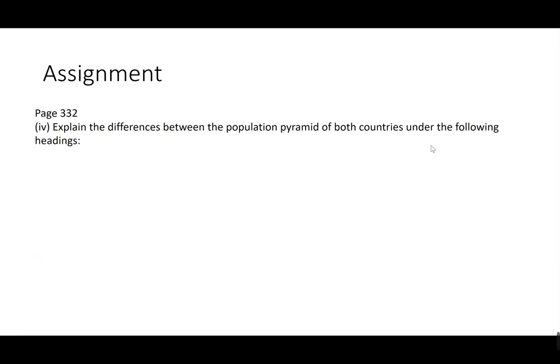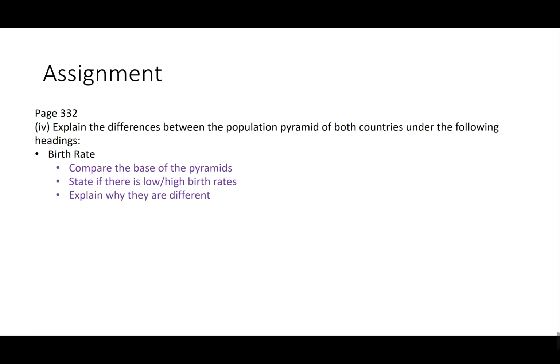Okay, so if we go back here, under the heading of birth rate, compare the base. State if there's high or low birth rates. In that case here, Ireland would have low birth rates and Sierra Leone would have high birth rates. Explain then why they are different. This part here is based on their economic development. So you need to explain, why does Ireland as a developed country have low birth rates, and why does Sierra Leone as a less developed country have high birth rates. And you'll find a lot of that information in your notes on the demographic transition model.